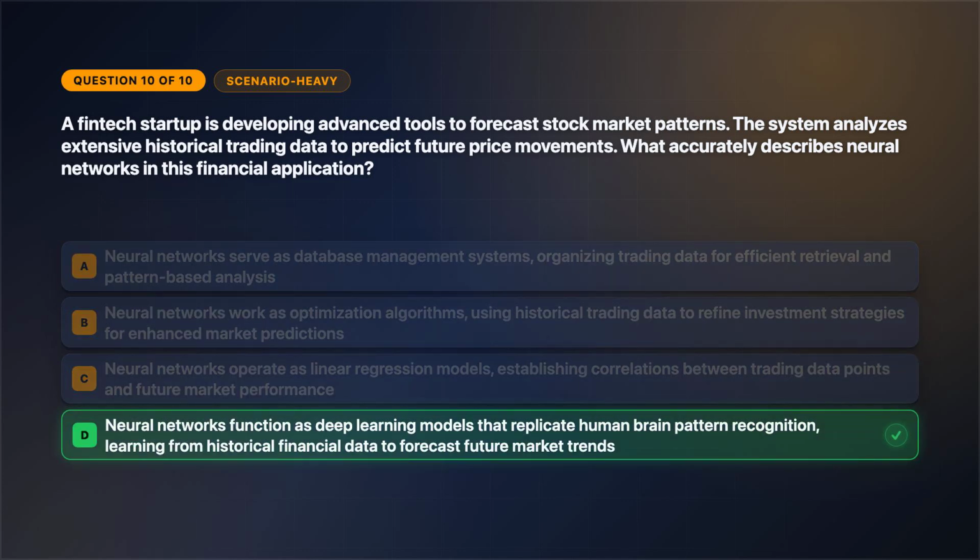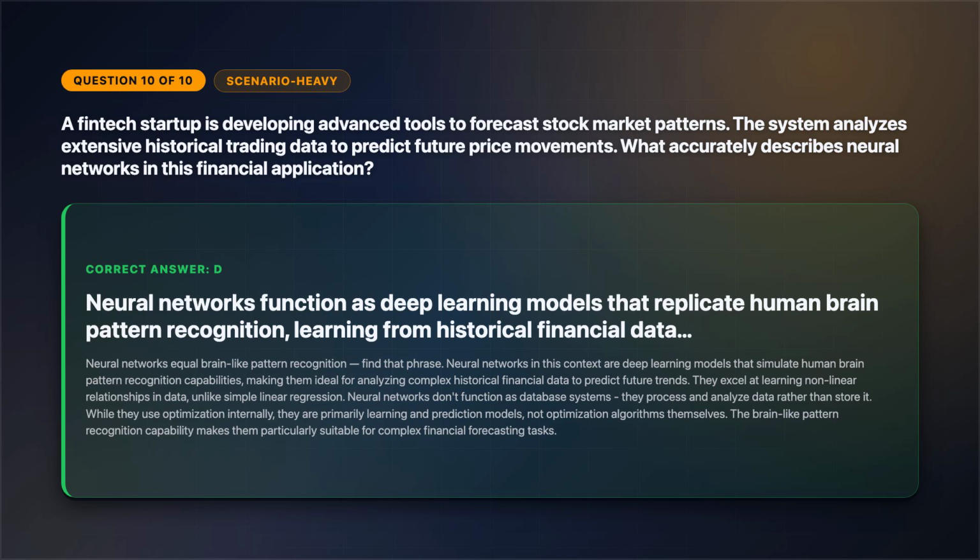The correct answer is option D. Neural networks equal brain-like pattern recognition. Find that phrase. Neural networks in this context are deep learning models that simulate human brain pattern recognition capabilities, making them ideal for analyzing complex historical financial data to predict future trends. They excel at learning non-linear relationships in data, unlike simple linear regression.